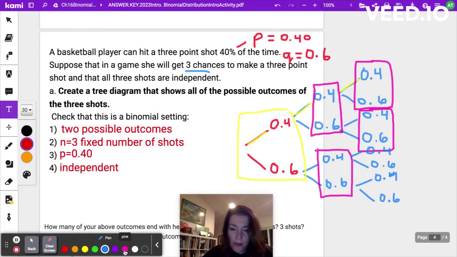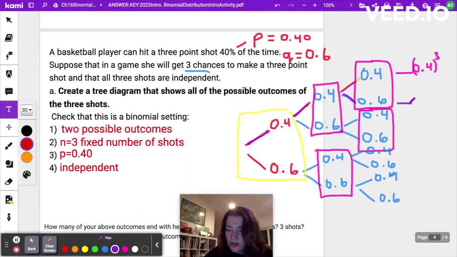And as I mentioned before, probabilities multiply each other. What would be the probability of making 3 shots in a row? That means 0.4 times 0.4 times 0.4. So I'm just going to write this as 0.4 cubed. And I'm going to multiply along all these branches. So the second possibility is that she makes the first 2 shots right here. She makes the first 2 shots, but she misses the third shot.